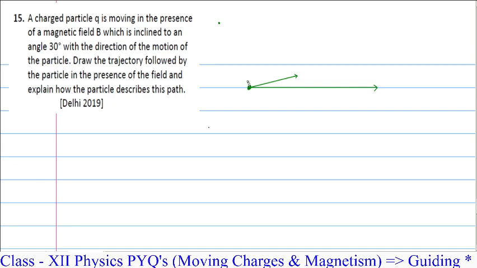In this particular case, there is a charged particle having charge q, and it is moving along the x-axis. And this is the magnetic field B, which is making an angle of 30 degrees with the direction of motion.